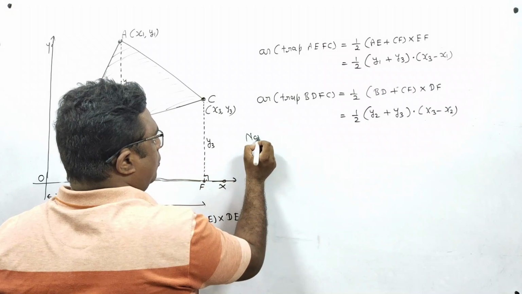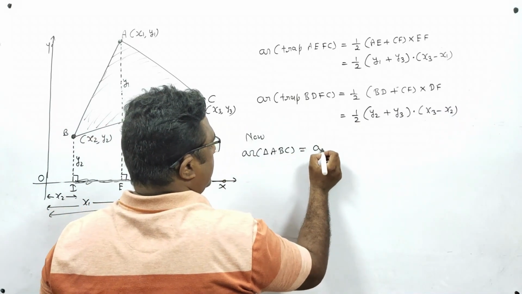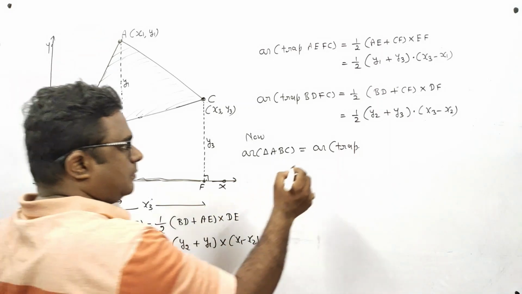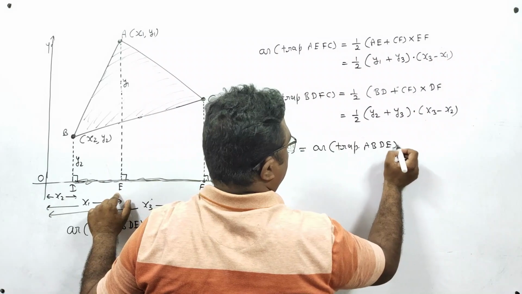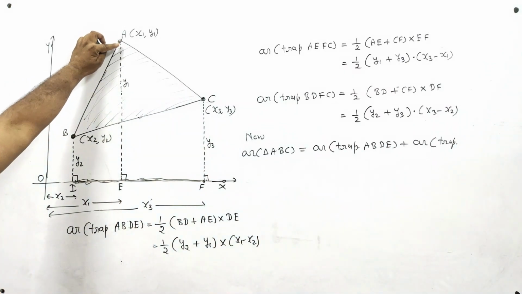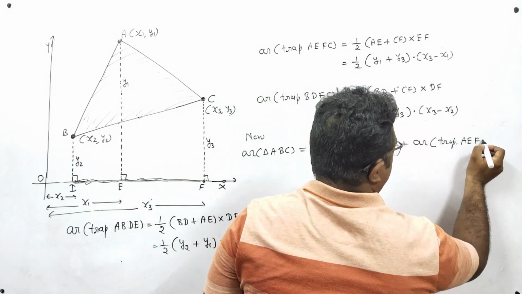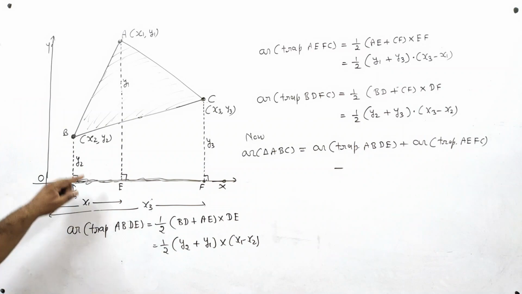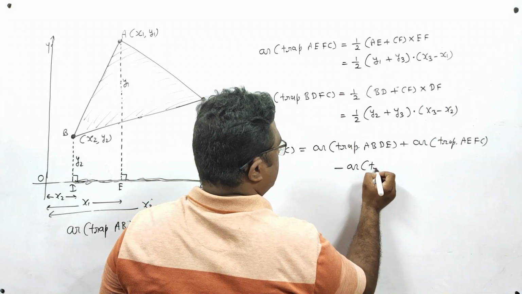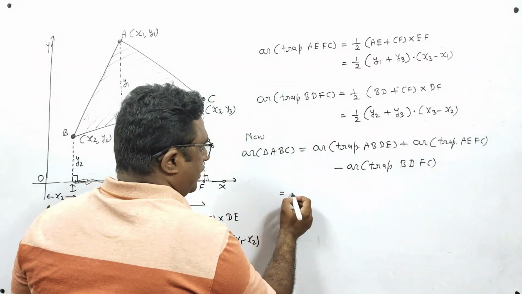So finally, the area of triangle ABC is equal to the area of trapezium ABDE plus the area of the second trapezium, AEFC, minus, and from that subtract this much, the area of trapezium BDFC. Now let us put their values.